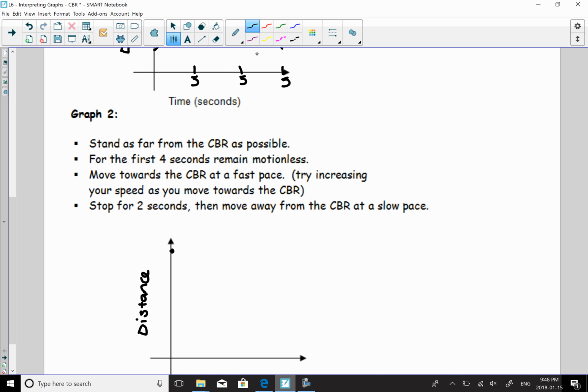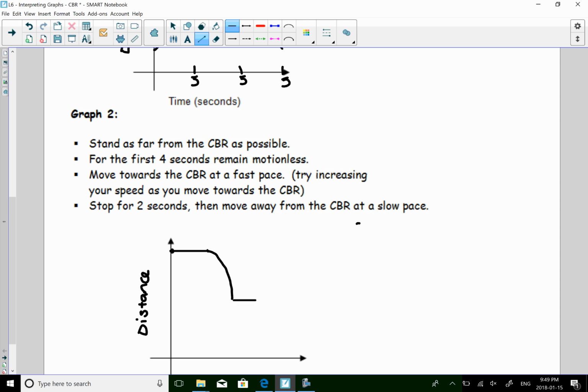So we remain motionless in the beginning, which means our distance did not change. That's here. That was for 4 seconds. Then we move towards it at a fast pace, trying to increase our speed. So our speed was going fast, fast, fast, getting faster. So you'll see a little bit of a dip to show that it's faster. And then we just stop for 2 seconds.